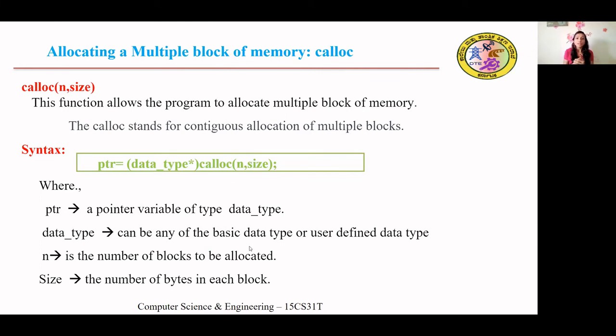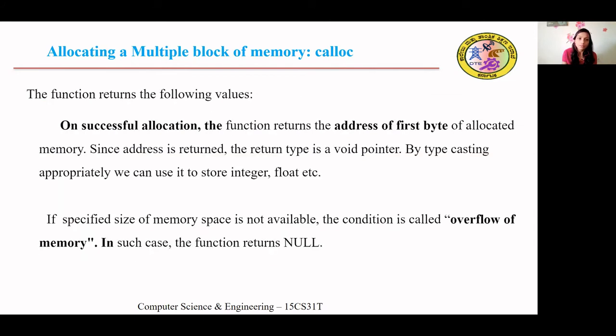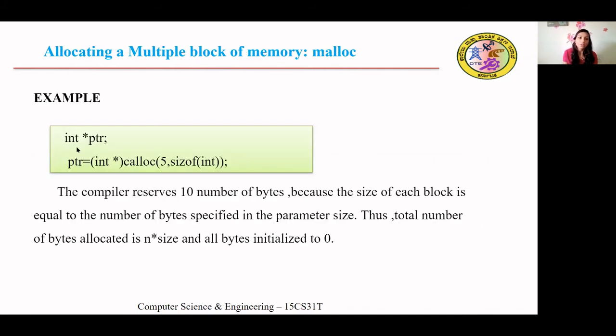So ptr stands for pointer data type. n means how many blocks you want. Malloc means only one block. If I write 10 bytes, only one block would be there. Here, how many do you want? n means how many? Maybe 10 I'll write. And what is size? Maybe I'll write 2. Then 10 multiple blocks of size 2 it will allocate. It is the same as malloc. If the allocation is successful, you will get the address of the first byte. Otherwise you will get null. So we'll see an example.